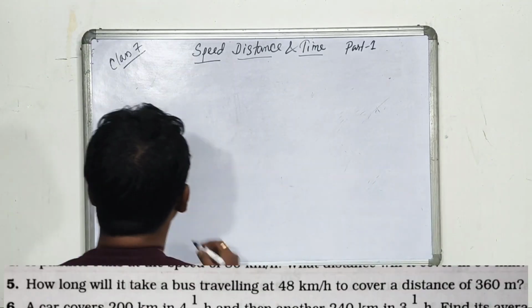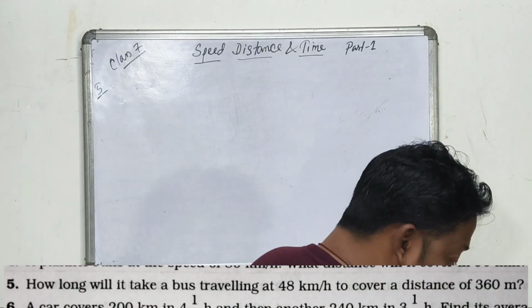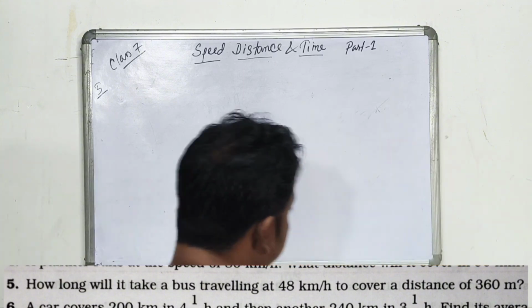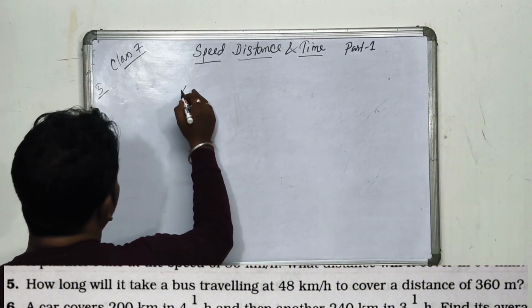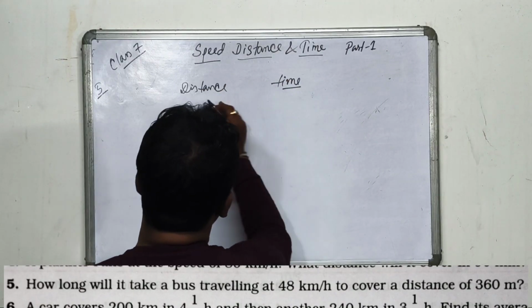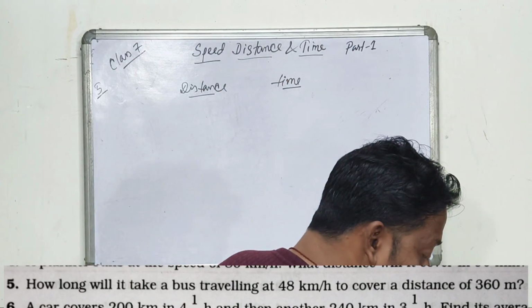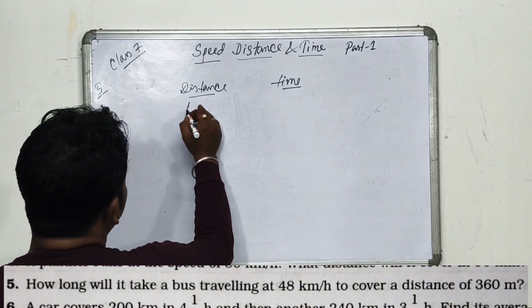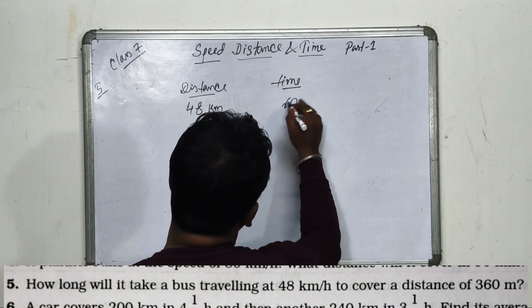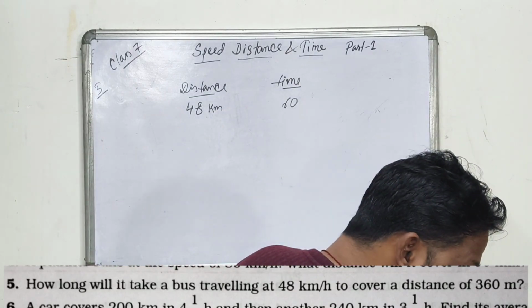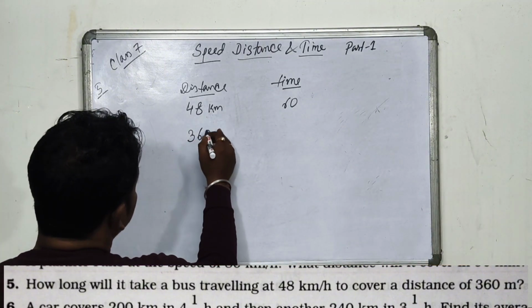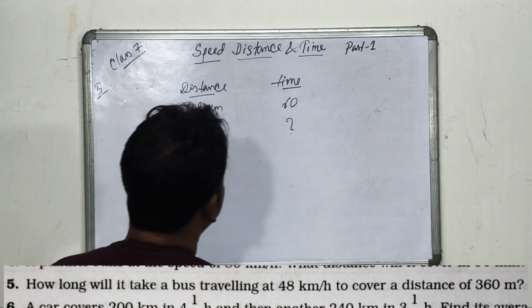Now question number 5. How long will it take the bus traveling at 48 km per hour to cover the distance 360 meter? Simply write down like that, distance, time. Basically the speed of the bus is 48 km, means 48 km in 1 hour, means 60 minutes, and 360 meter. What will be the distance traversed?